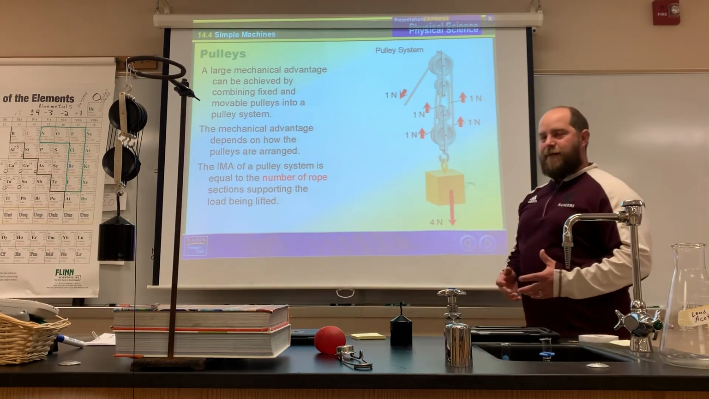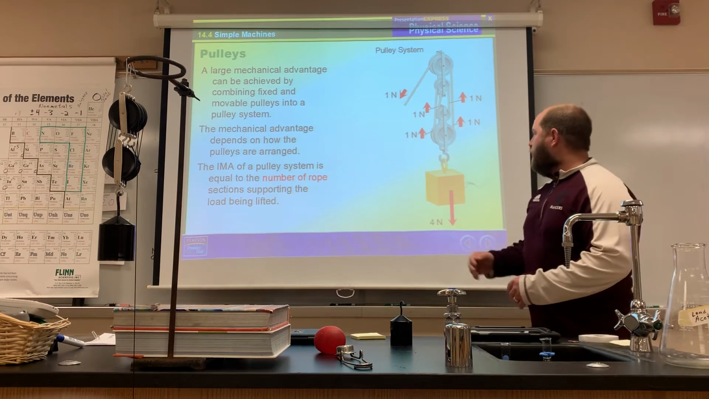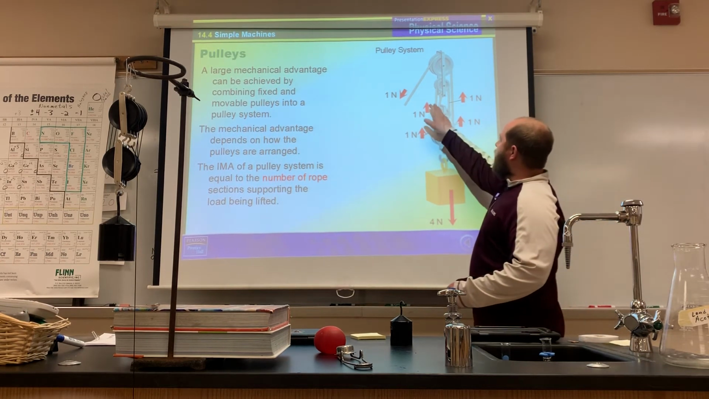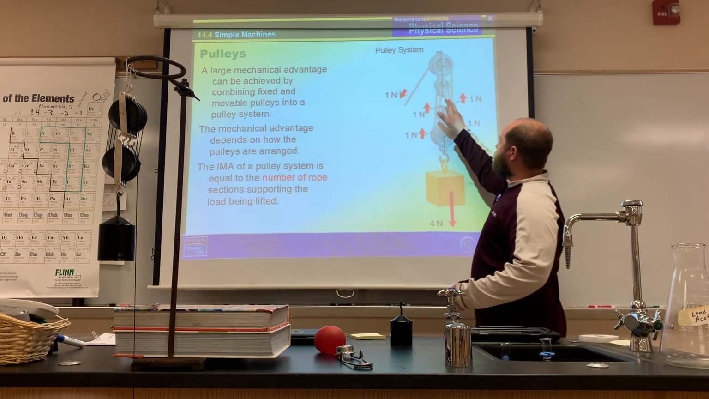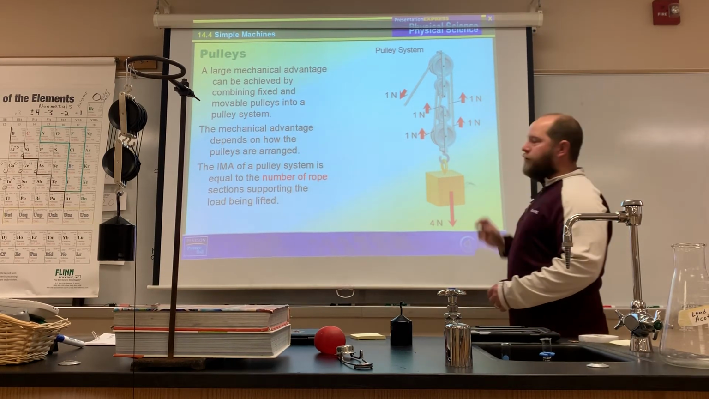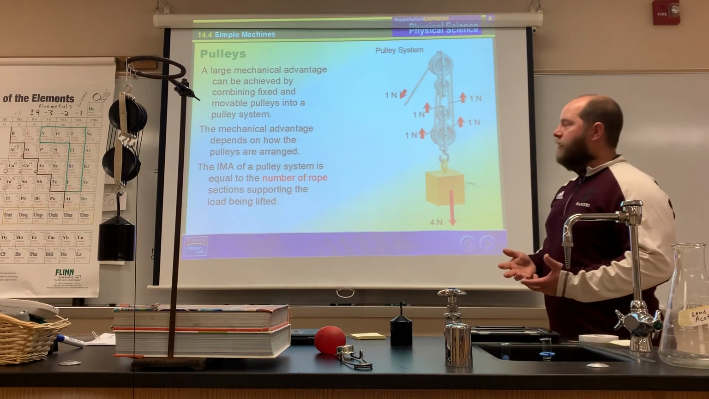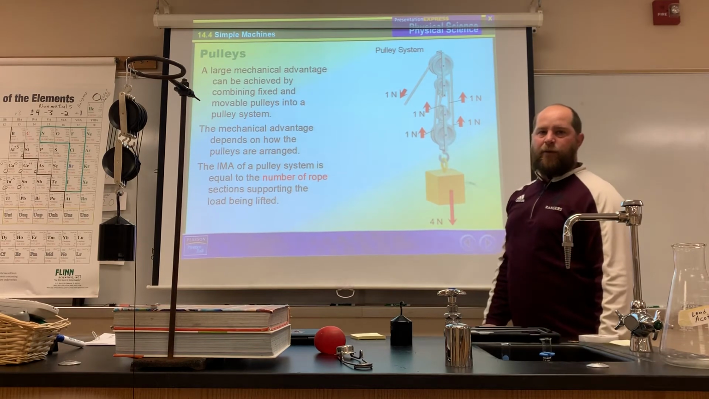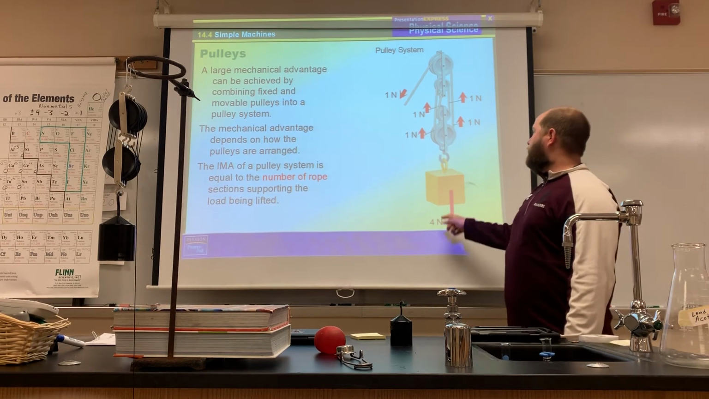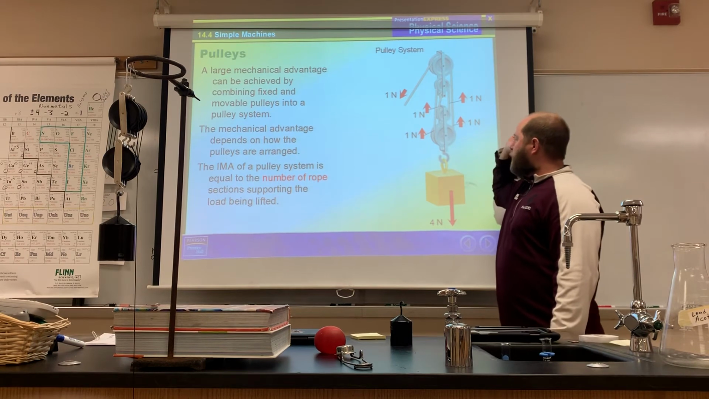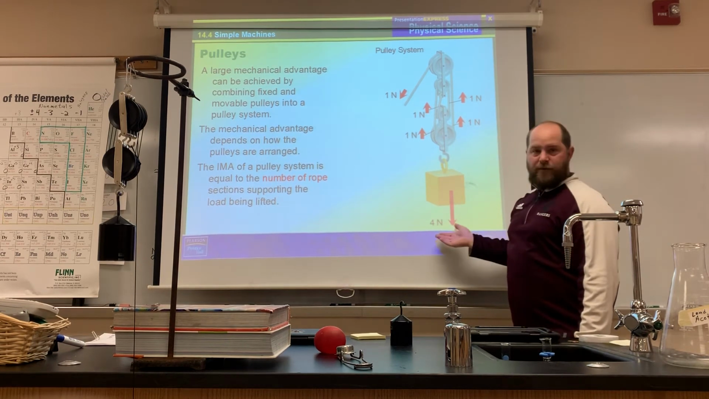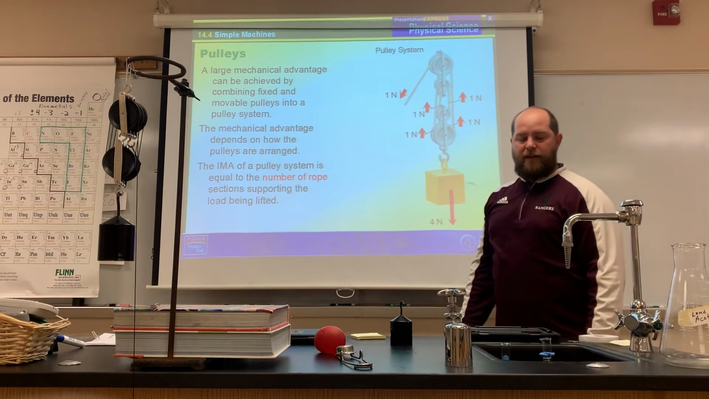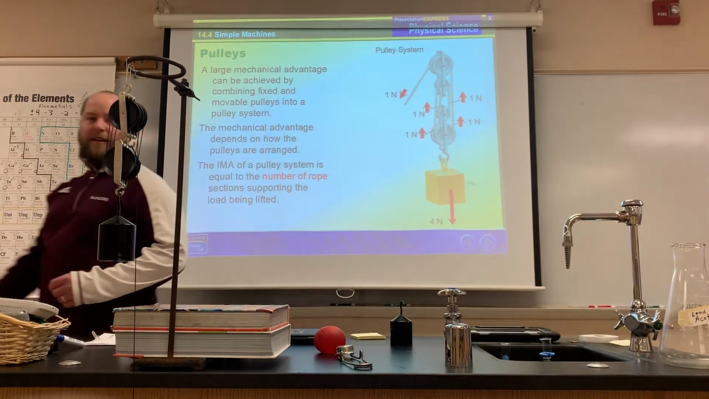And there's actually a fun way to do the math. If we have a 4 newton object right here, you count the number of strings that are supporting the weight of it, and you divide the weight by the number of strings supporting it. So for instance, we have 1, 2, 3, 4 right here. The object weighs 4 newtons, so it's only going to take 1 newton of force. That's actually what I have set up right here.